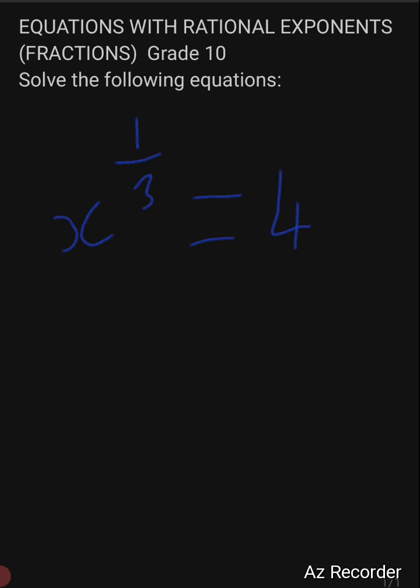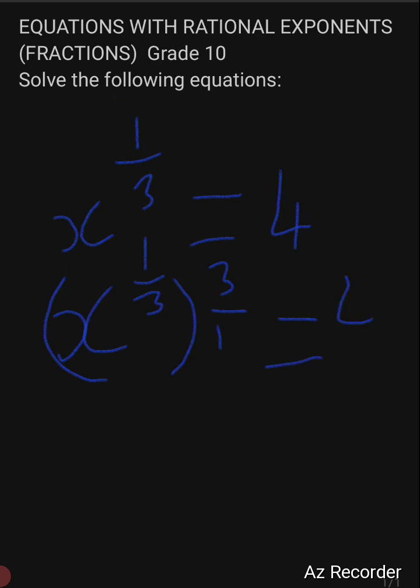First things first, when you're given such an equation, you need to raise both sides to the reciprocal of the exponent. So what is the reciprocal of 1 over 3? That will be 3 all over 1. So in other words, you're going to say x to the power of 1 over 3, then the reciprocal will be 3 all over 1.